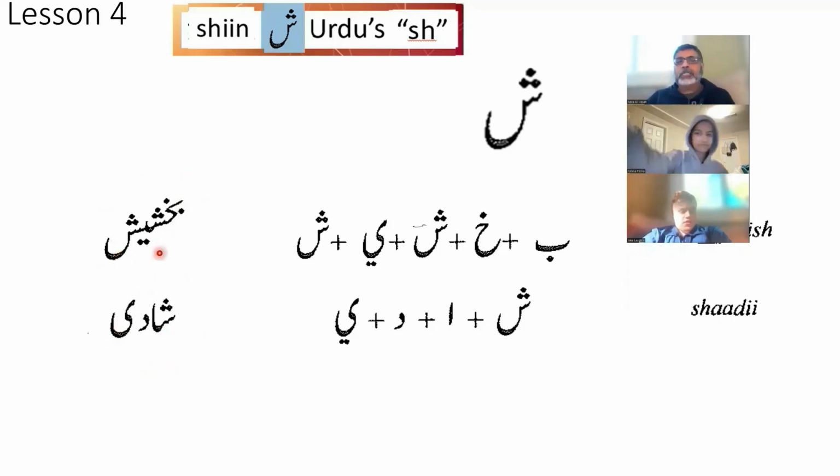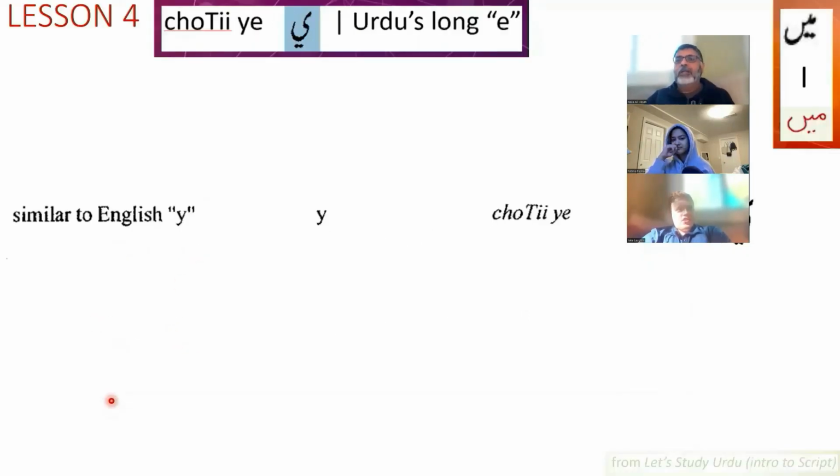Bakshish is help, money when you're begging for something. Good to know. For bakshish, I gave Jake $5 so he could go have some McDonald's. And then shadi, of course, is marriage. And Wendy's, we don't go to Wendy's anymore.